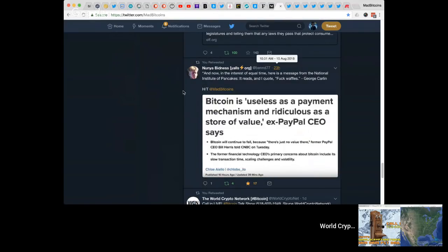But that's a metaphor. That's what PayPal is doing right there. They're saying that their competition is no good, much like the National Institute of Pancakes is not a big fan of waffles.